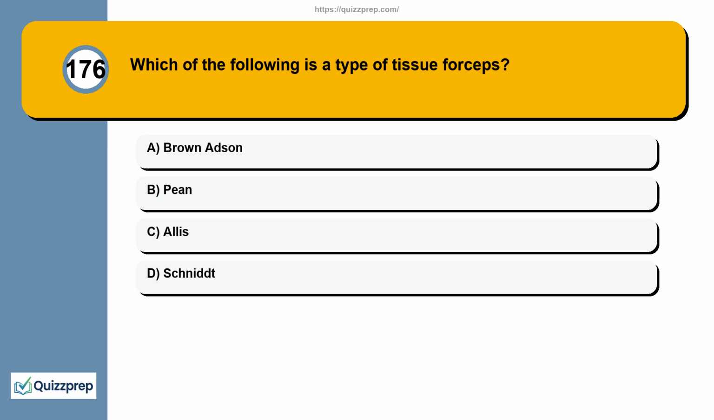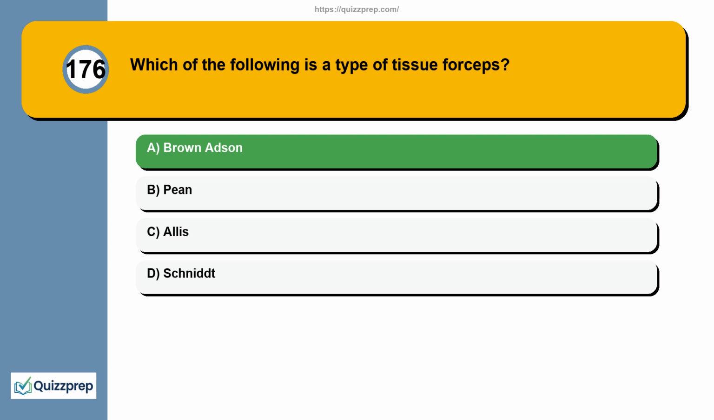Question 176. Which of the following is a type of tissue forceps? Option A, Brown-Adson. Option B, Péan. Option C, Halsted. Option D, Schnitt. The correct answer is option A, Brown-Adson.